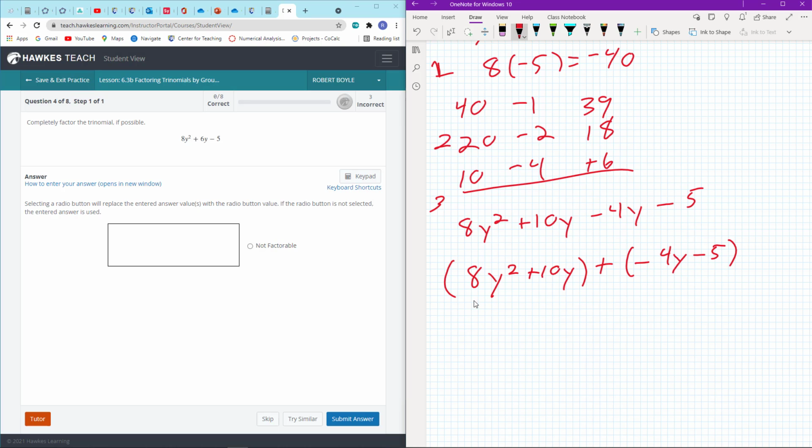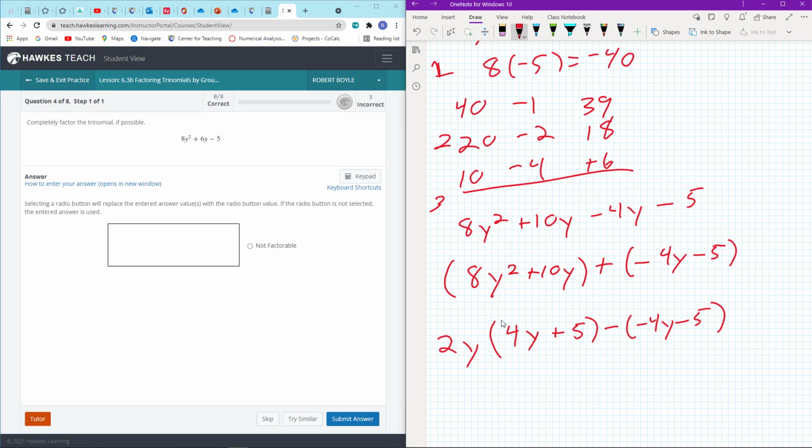Here I have a common factor of 2 and a common factor of y. This is 2 times 4, and this is 2 times 5. So I can factor out that 2y, and then I am left with 4y, since 2y times 4y is 8y squared. And then if I have 2y on the outside, I need to multiply that by 5 to get 10y on the inside. And over here I have minus 4y minus 5.